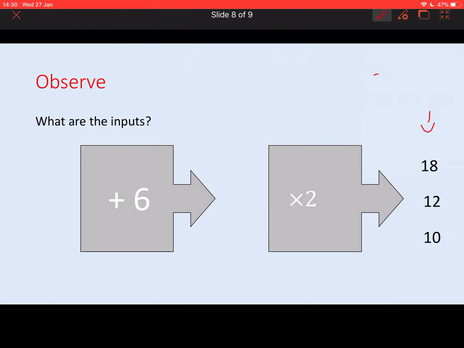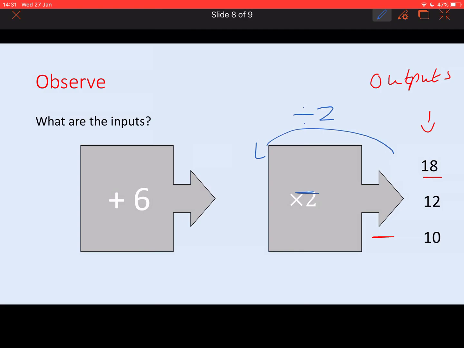And my outputs are here. So the first thing that I'm going to do is look at 18, okay? And I'm going to start with this one. And I need to go, well, because I'm going in the opposite direction to this arrow, that means that I'm going to have to actually be doing the opposite of timesing by 2. So that means that I'm actually going to be dividing by 2.